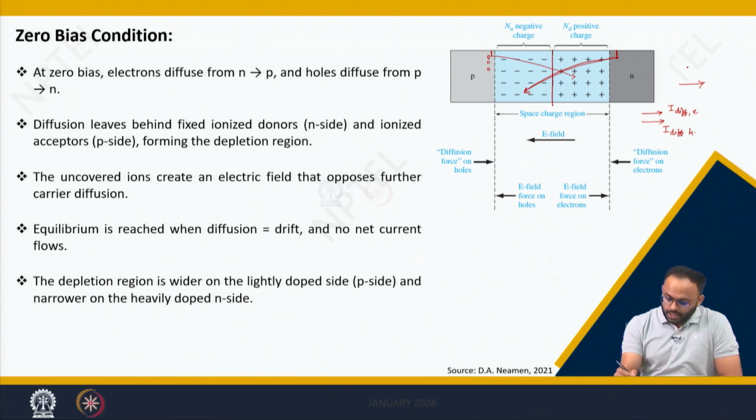But now, the moment the holes leave this side, they leave behind immobile ions. These immobile ions are nothing but acceptor ions.